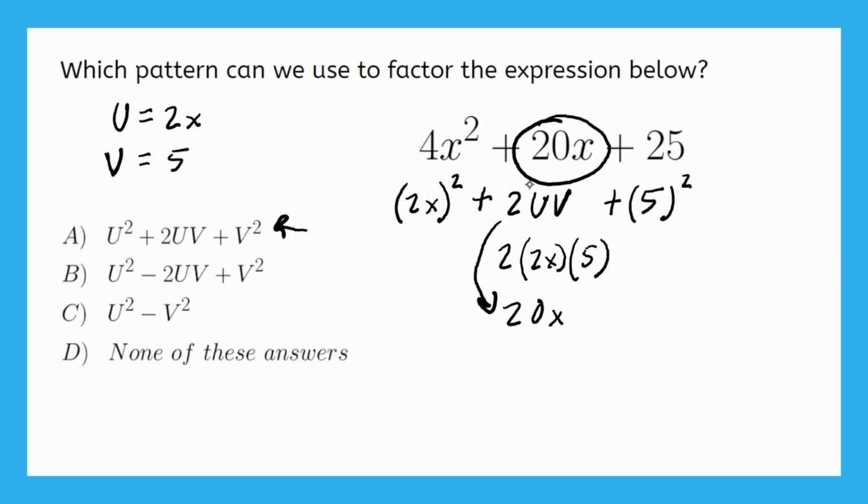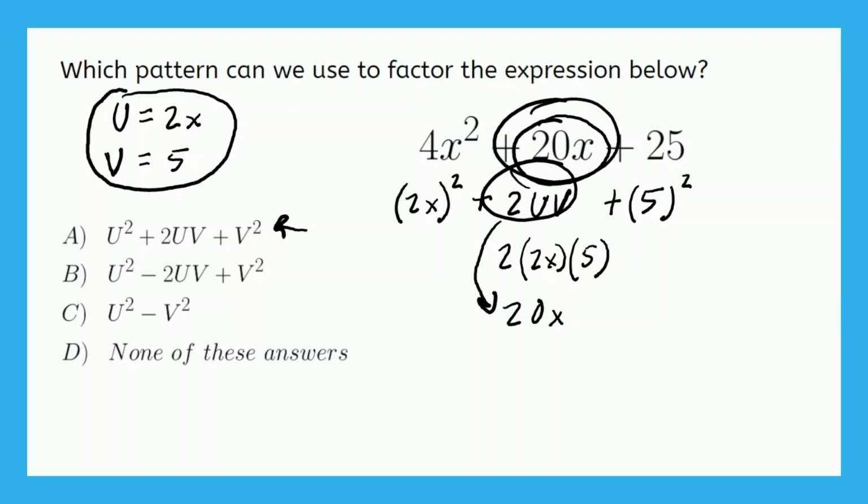So there it is, 2UV is 20x, which is exactly what we had in the original expression. So to summarize, we have now identified both U and V, and both of those are whole numbers with a variable that has an exponent that is a whole number, because notice that 5 is the same as saying 5 times x to the 0, and 0 is a whole number. And lastly, when we do 2 times U times V, we get exactly what we had as that middle term. So in this case, the answer is in fact A.